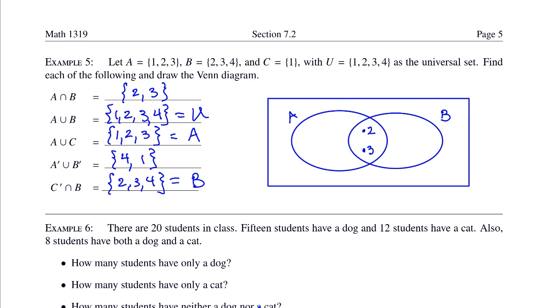And then, what other element is in B? Does 4 go in the middle? No, because 4 is not in the intersection. So it goes in the part of B that's outside of the intersection.